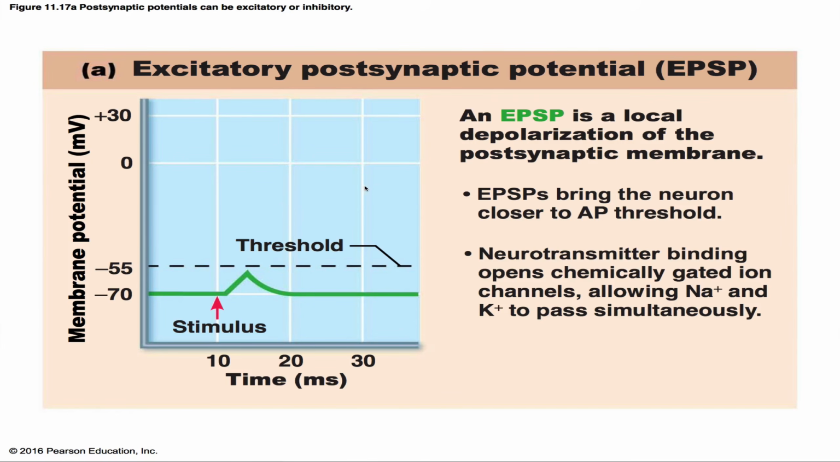And in this slide here, we're just going over what we learned in the past couple of slides. So remember, an EPSP is a local depolarization of the postsynaptic membrane, and it's trying to bring the neuron closer to the AP threshold. If the current is strong enough to reach the axon hillock and depolarize it to threshold, then the axonal voltage-gated channels will open and an action potential is going to be generated that travels down the axon.